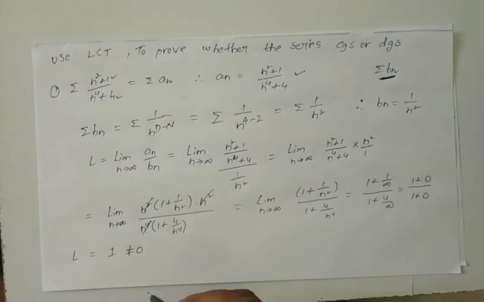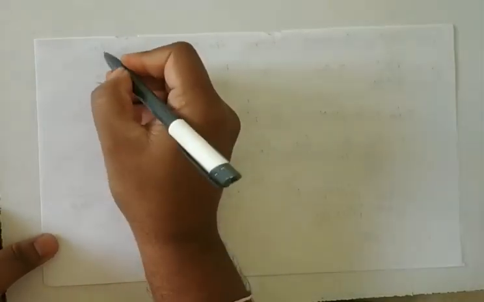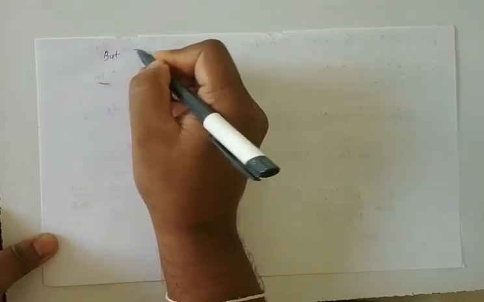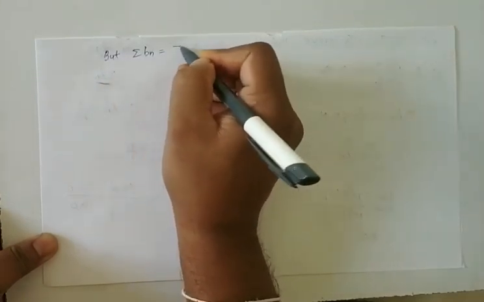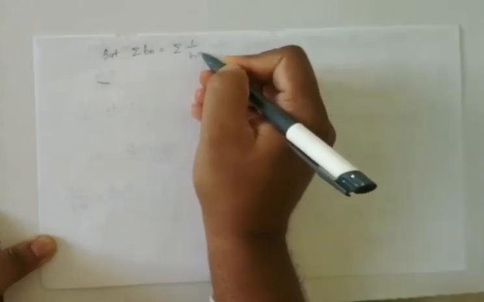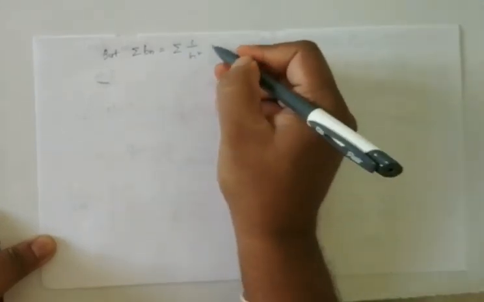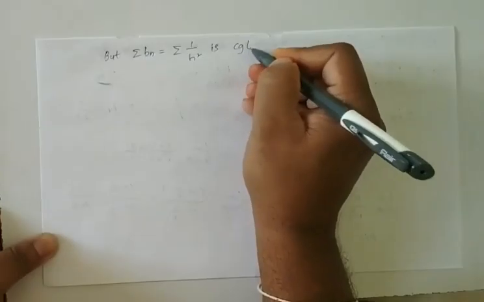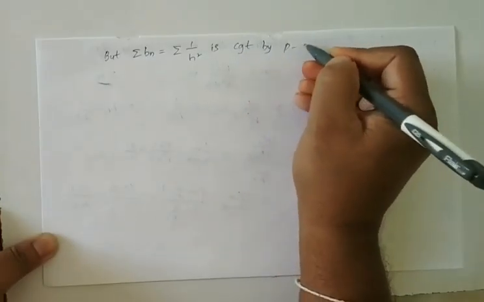Already we know that if L is finite and not equal to 0, then summation An and summation Bn either both converge or both diverge by the limit comparison test. Now let us see. Write down summation Bn, which is equal to summation 1 by n square. Summation 1 by n square is convergent by the P series test.